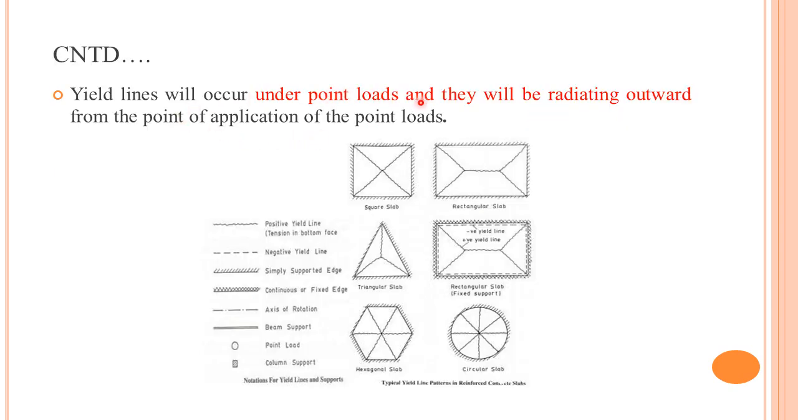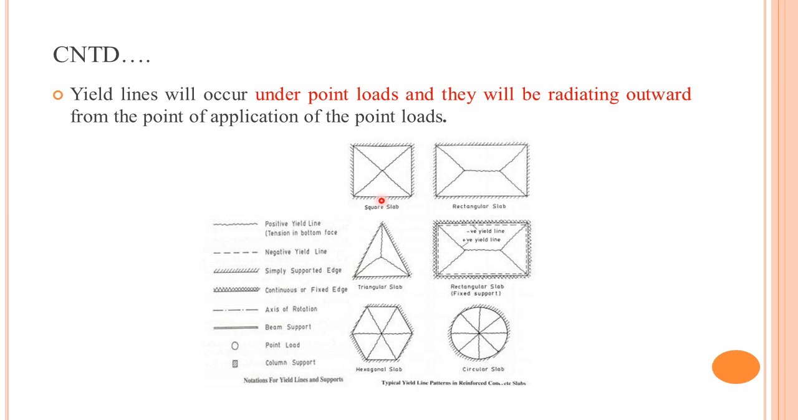Yield lines will occur under point loads. Generally, this yield line occurs at the point load. For example, if you have a point load on this circular slab, the yield lines start under the point load and radiate outward, and these yield lines end at the boundary. So that is your last guideline.